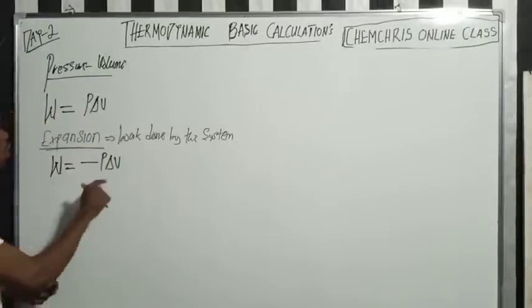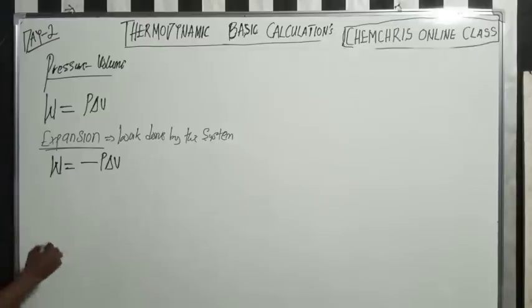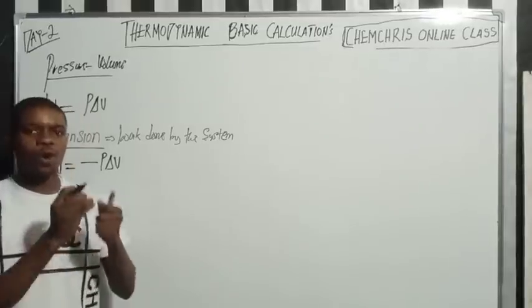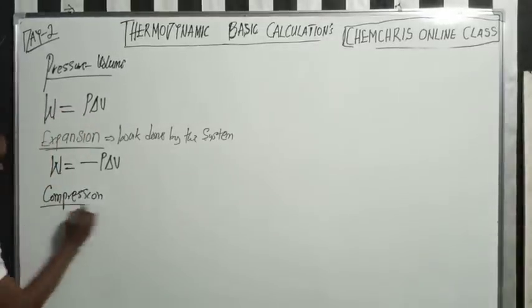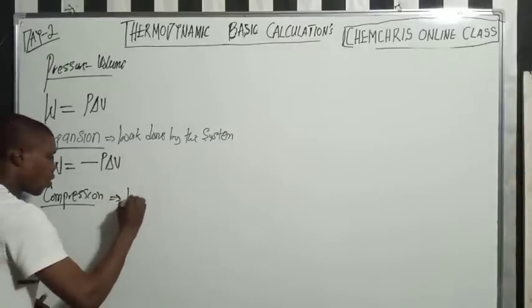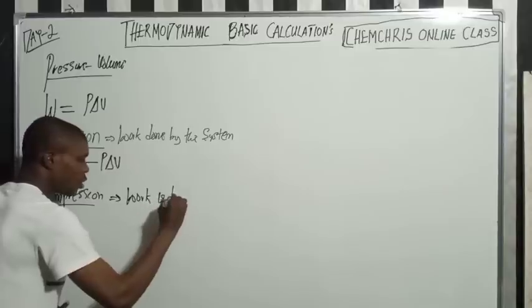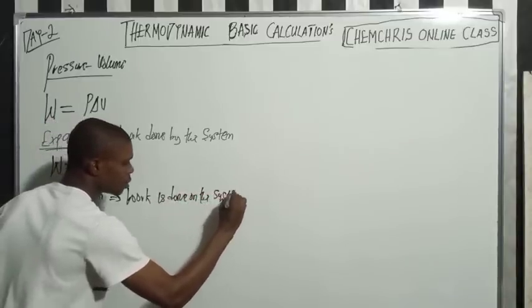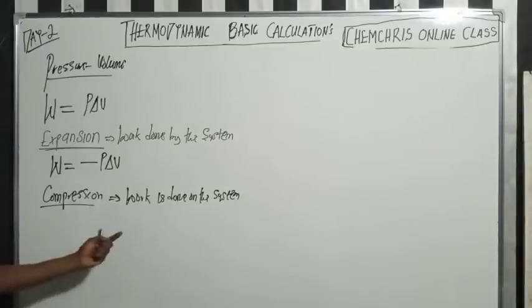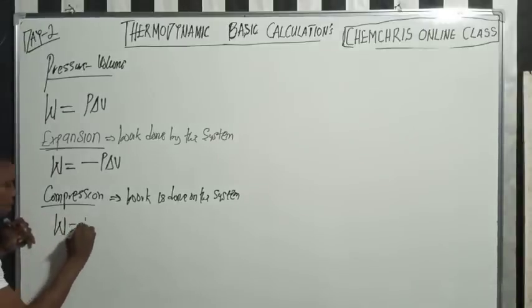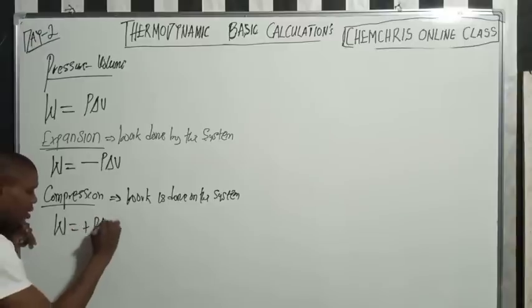So this work done by the system is called expansion. We also have what is called compression, a compressive system. Now here work is done on the system. Okay. Now when work is done on the system, it is positive. So here we have W equals plus P change in V.